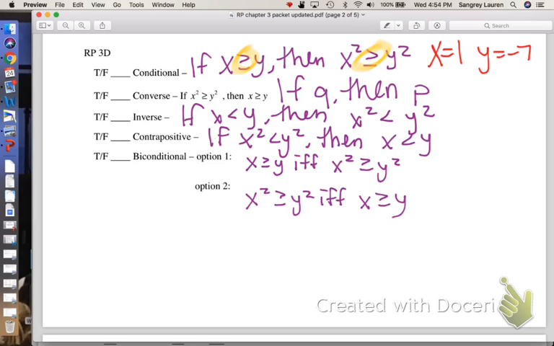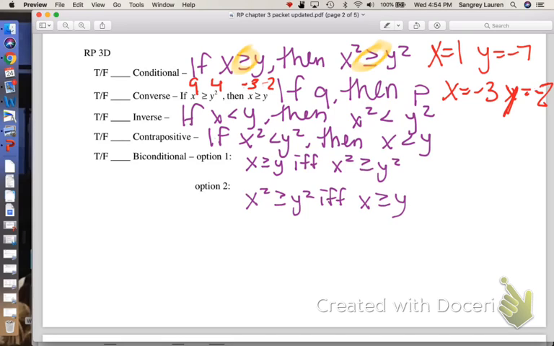The converse is also false. What if X is negative 3 and Y is negative 2? So in this case, X squared would be 9 and Y squared would be 4. So it does satisfy my hypothesis, but X being negative 3 is actually smaller than Y, which is negative 2. So that would be a great counterexample.